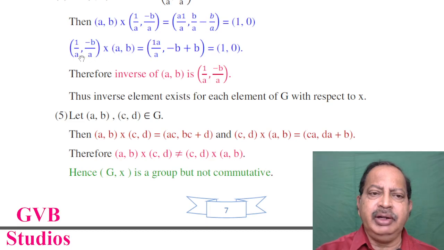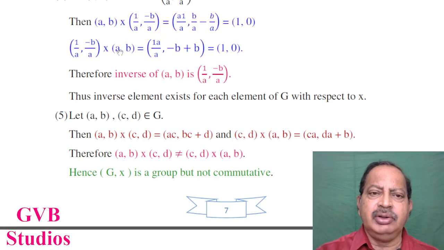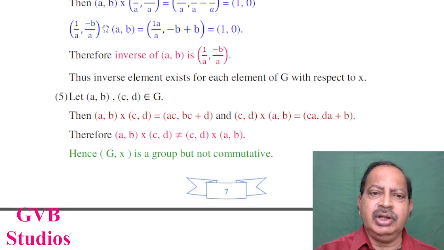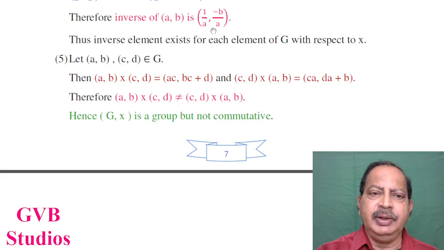On the other hand, operating from the left side, we get (1 by a, minus b by a) cross (a, b) is equal to (1 into a by a, minus b plus b). This gives (1, 0). So here we observe that (1 by a, minus b by a) is operated with the element (a, b) from right side and from left side, we get (1, 0). That is the identity element. So this is called the inverse of this element (a, b). So I will write, therefore, the inverse of (a, b) is (1 by a, minus b by a).